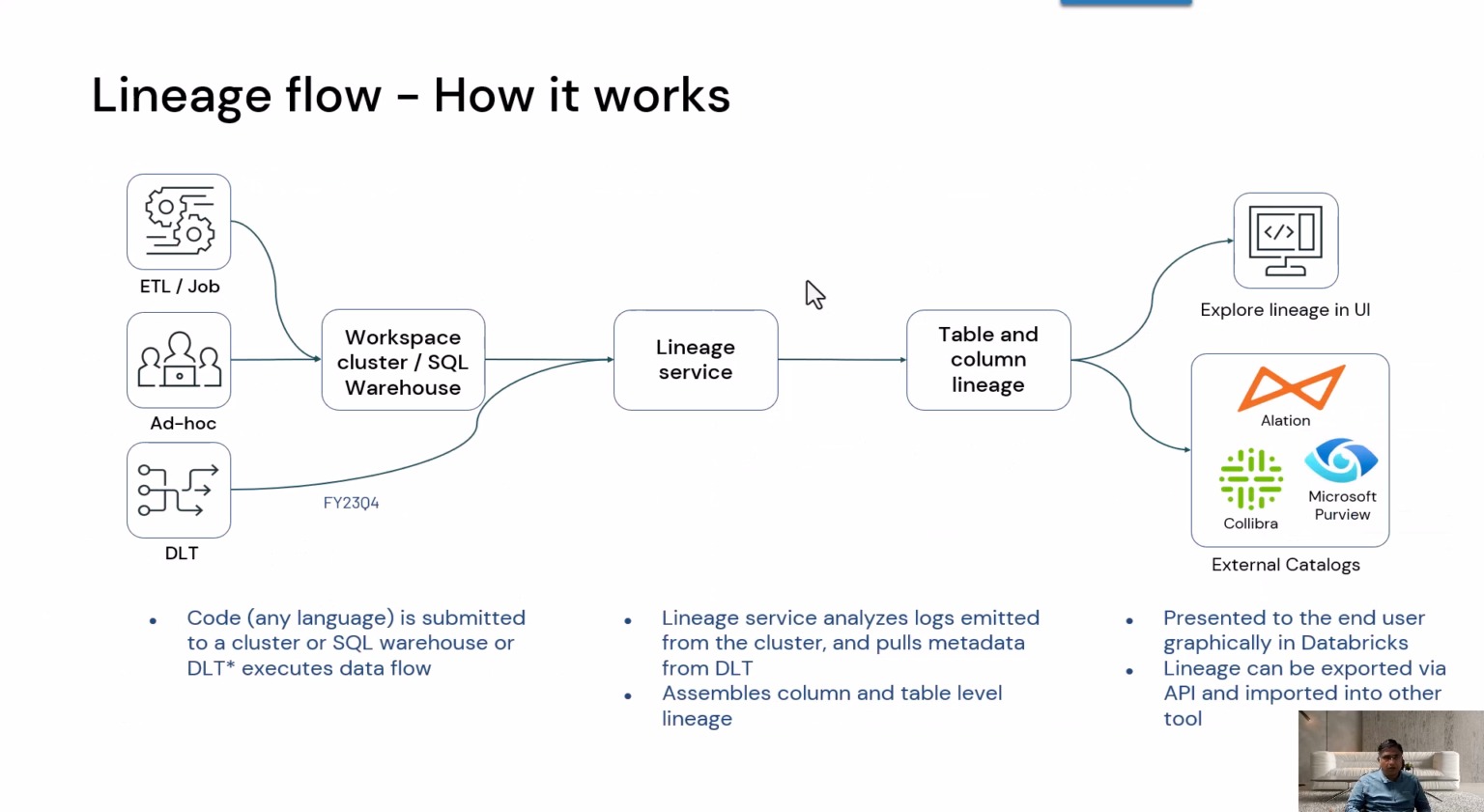So now let's understand how the lineage flow works. Let's take this example that you have an ETL job, or you have some ad hoc users who are trying to access the workspace cluster or SQL warehouse, or a DLT table which is actually accessing the data. So when code, in whatever language is supported by Databricks, is submitted to a SQL warehouse or a cluster, or DLT executes a data flow, that is where the lineage service comes into the picture.